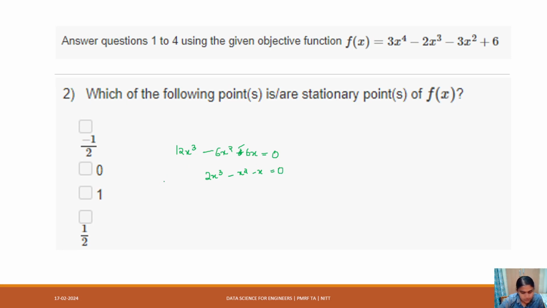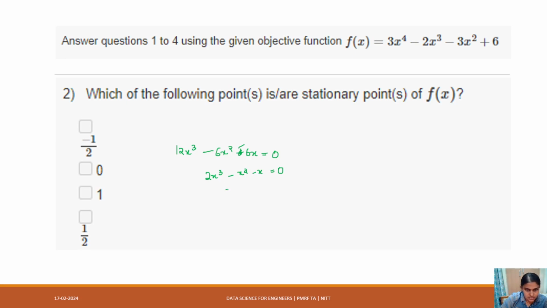So you're putting B and C as the answer. So x equal to any other answer. Because it's x cube, right? Any other answer you'll get.